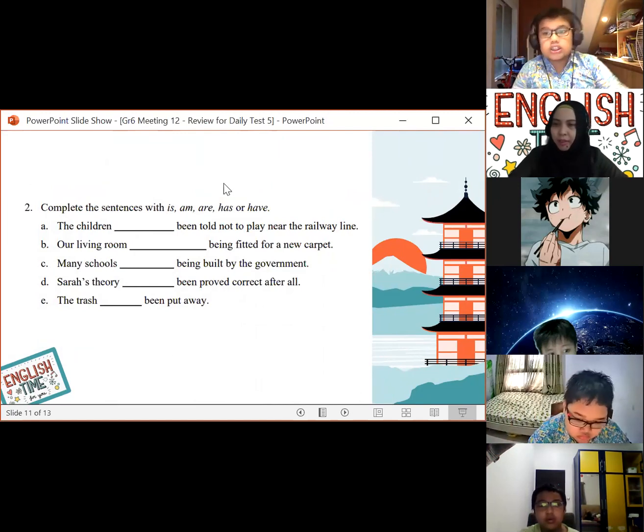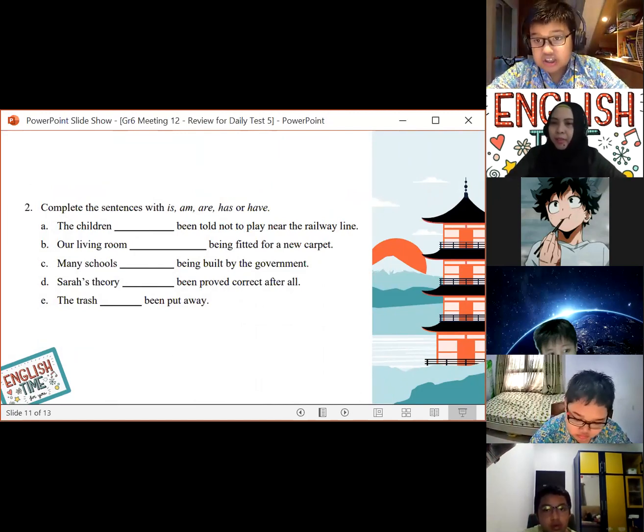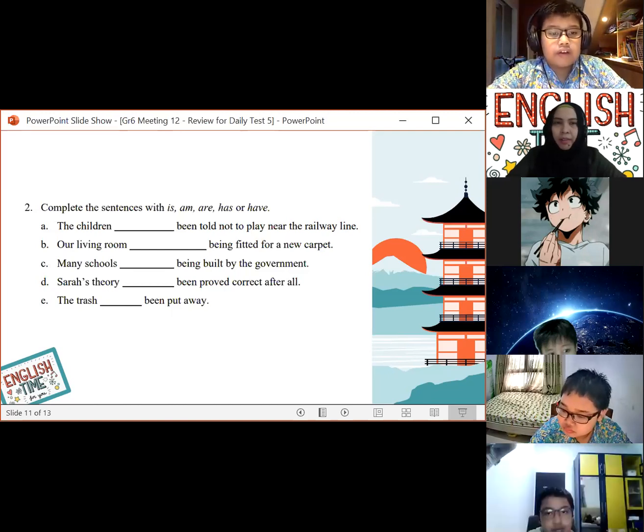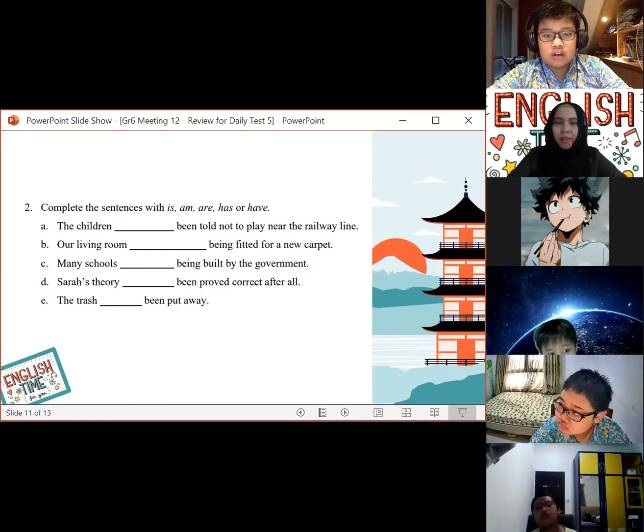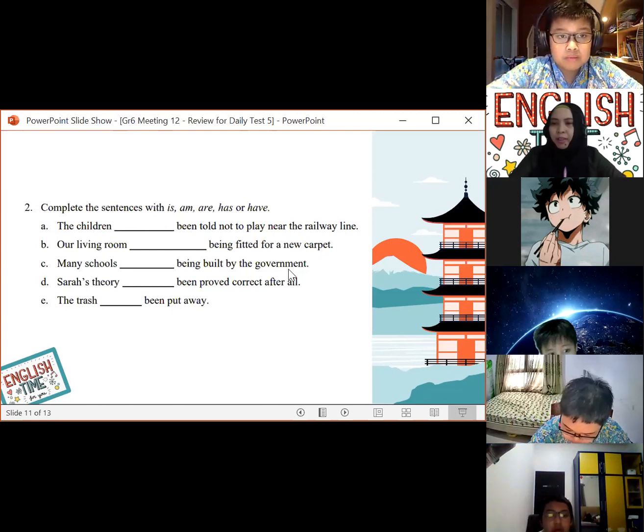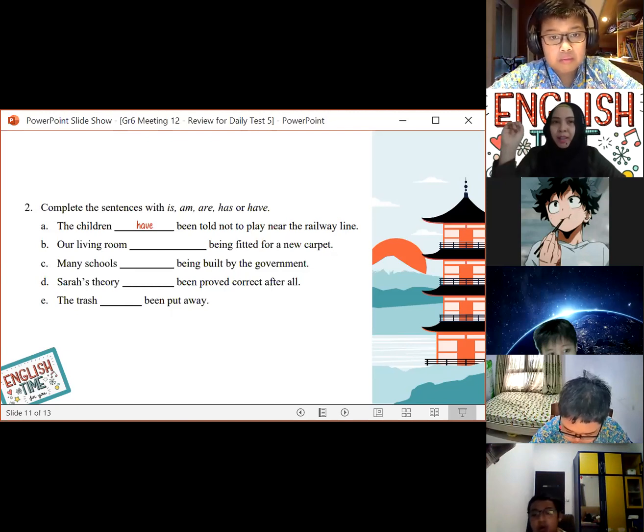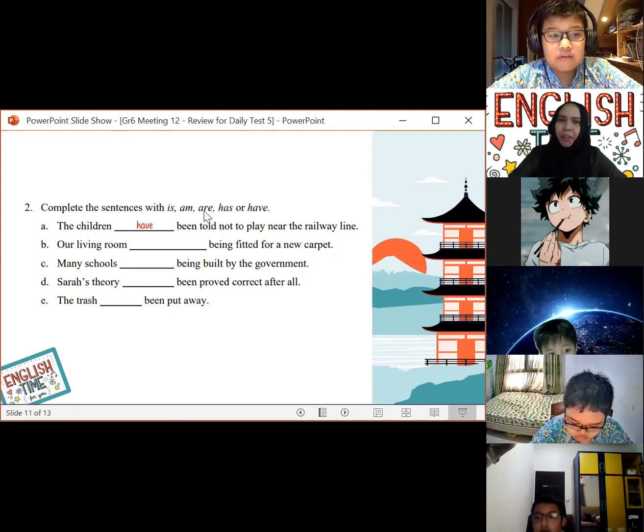The children have been told not to play near the railway line. All right. Why do you answer have? Why is the answer have? Because what you see after the gap is been, right? So of course you need to choose between has or have. We cannot choose is, am, or are. And look at the children here.